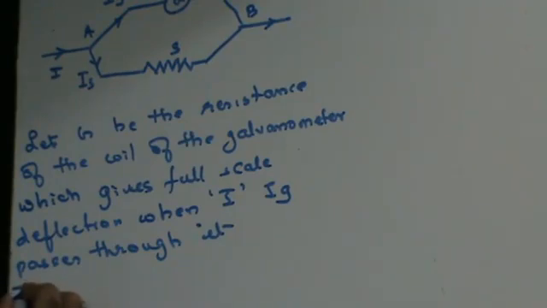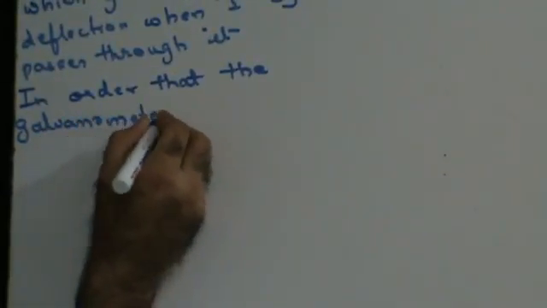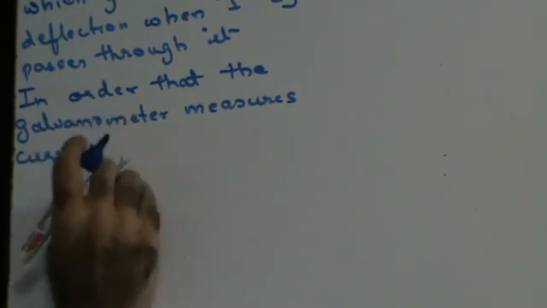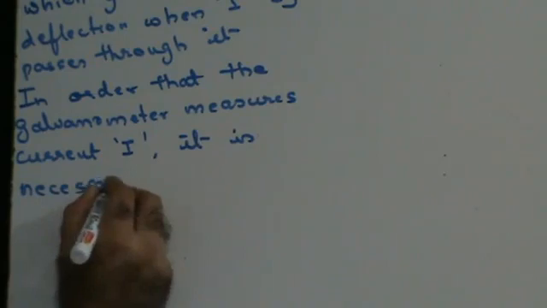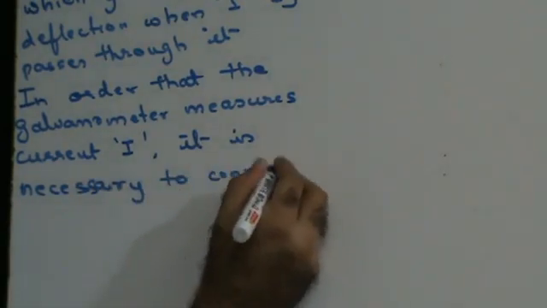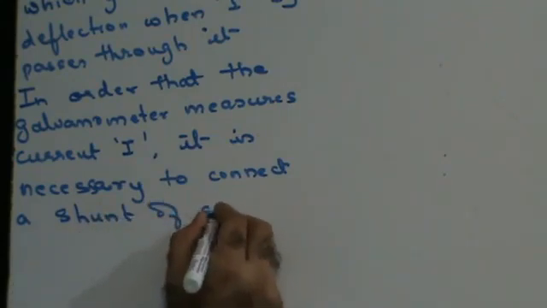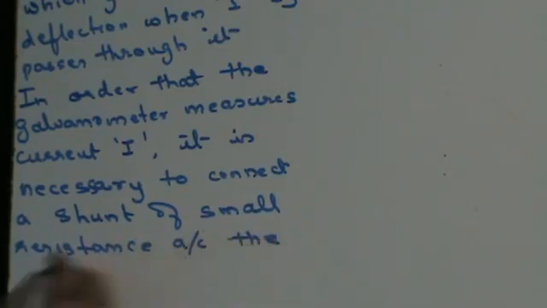In order that the galvanometer measures current I, it is necessary to connect a resistance, a shunt of small resistance, across the galvanometer. So I have connected this shunt resistance which is across the galvanometer.